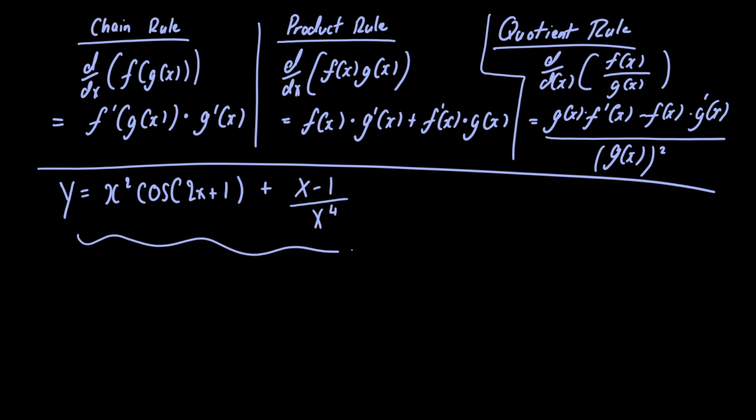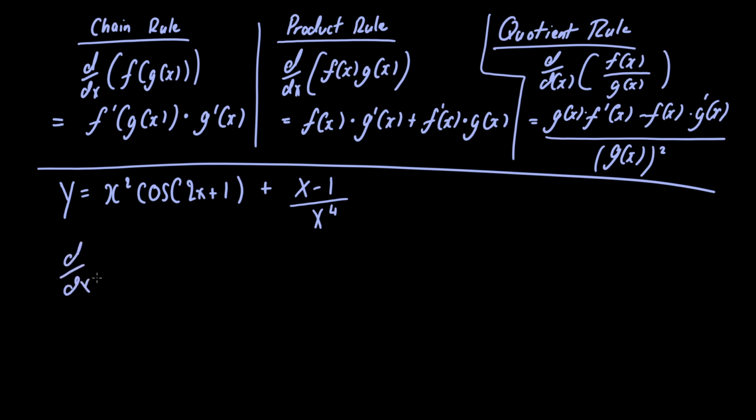So we want to find the derivative of this function here. Notice that we have a product of two functions here, so we'll need to use the product rule. And to find the derivative of cosine 2x plus 1 we'll have to use the chain rule. And notice that here we have a function of this type, so we're going to have to use the quotient rule in order to figure that one out.